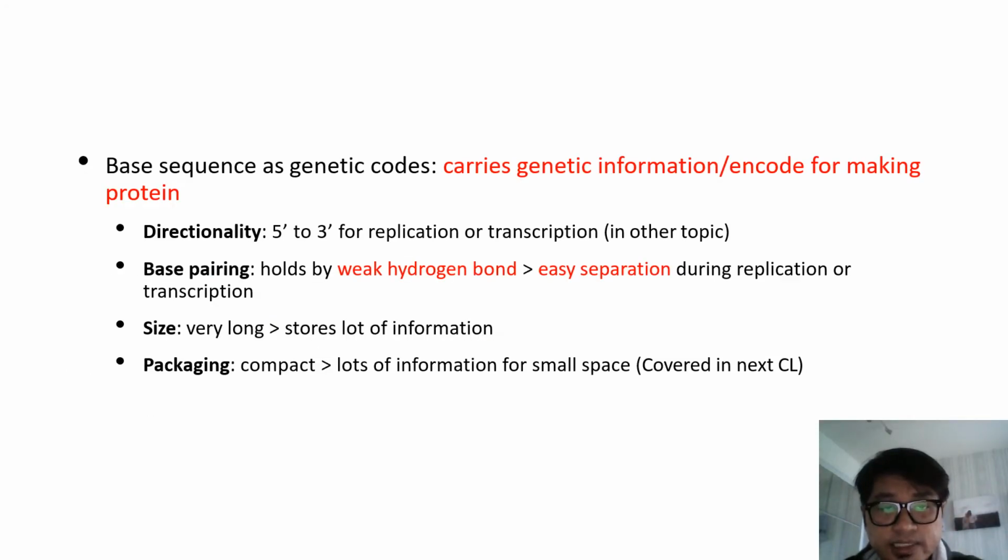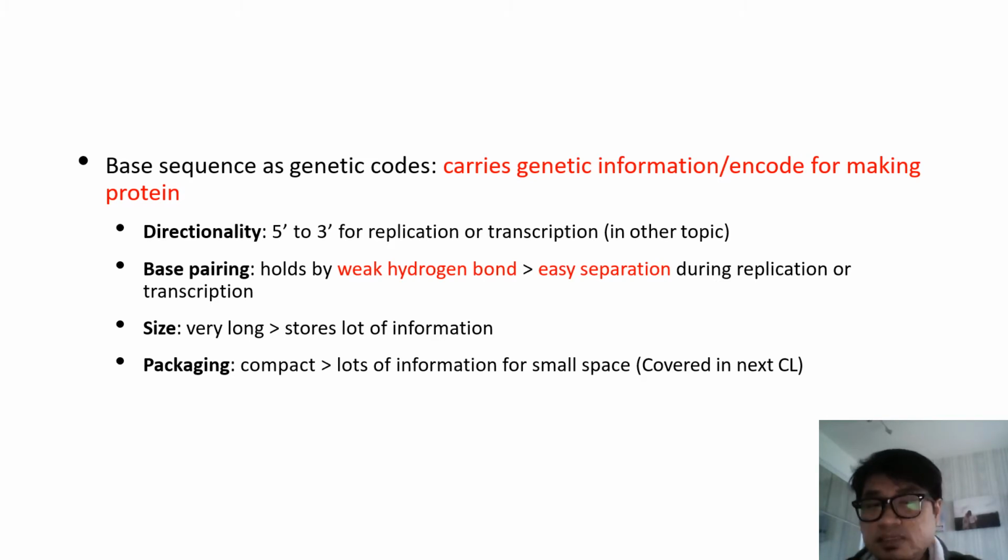The third one, the DNA carries the genetic information, which then encodes for making protein. So the directionality is 5 prime to 3 prime. This is for replication or transcription. Okay, this will be covered in another topic. And there's base pairing, which is held by weak hydrogen bonds. This is for ease of separating the two strands for replication and transcription.